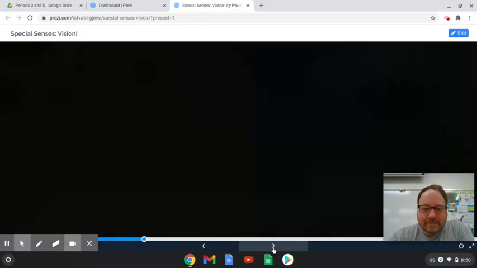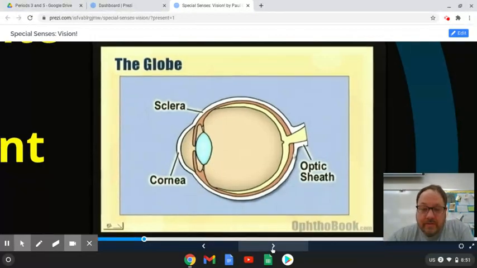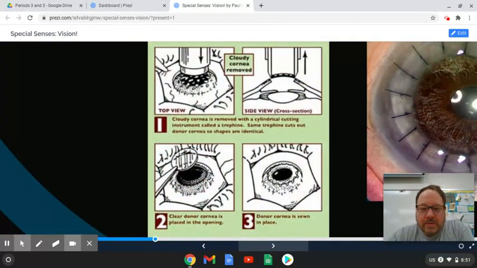So here again, here is the sclera. It's that outer tough fibrous protein. And of course, if you rearrange the proteins, then you wind up with the cornea, the clear window at the front of the eye. One thing that's wild is you can do corneal transplant surgeries. Sometimes people have damaged corneas, and what they can do is cut out the cornea and then put in a donor cornea.